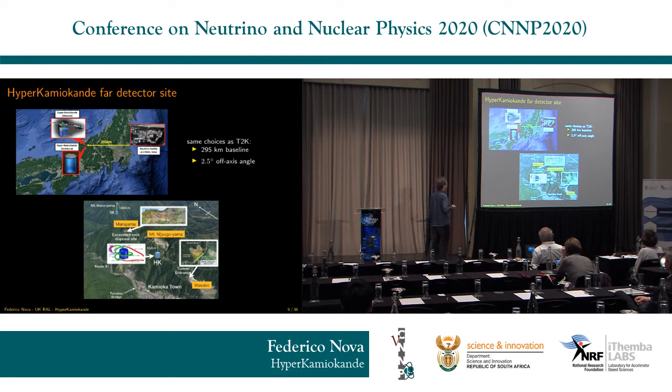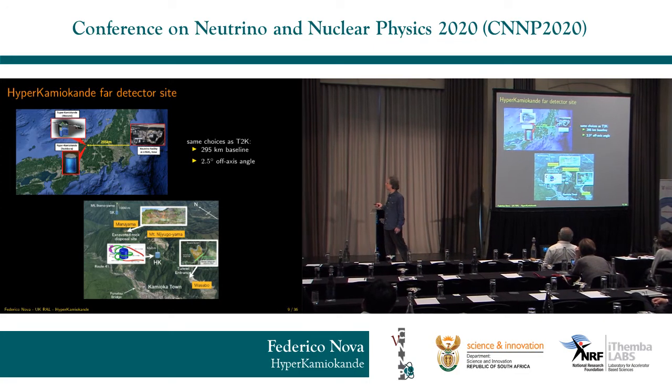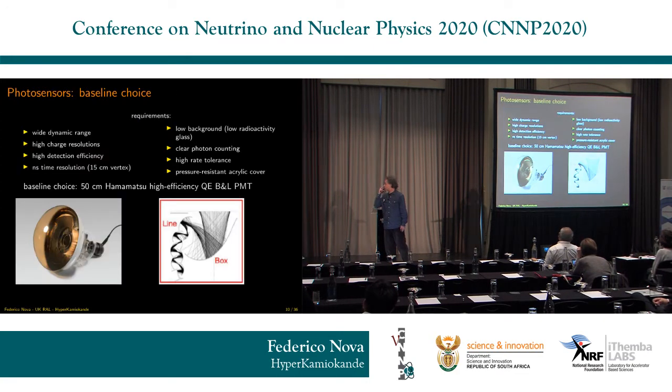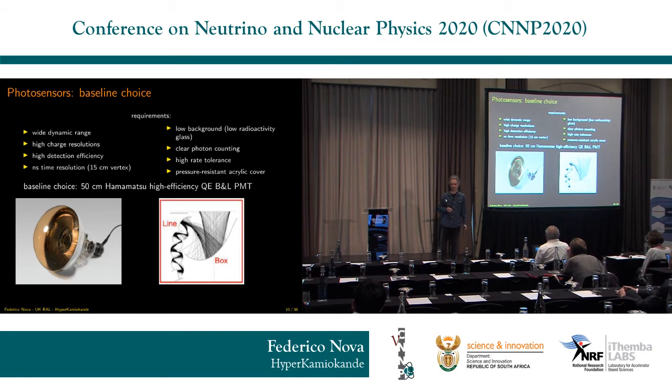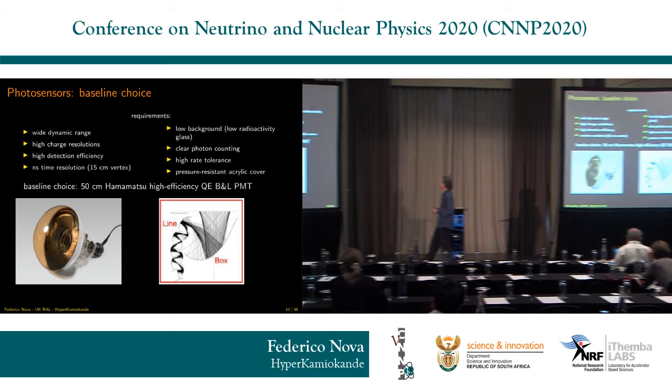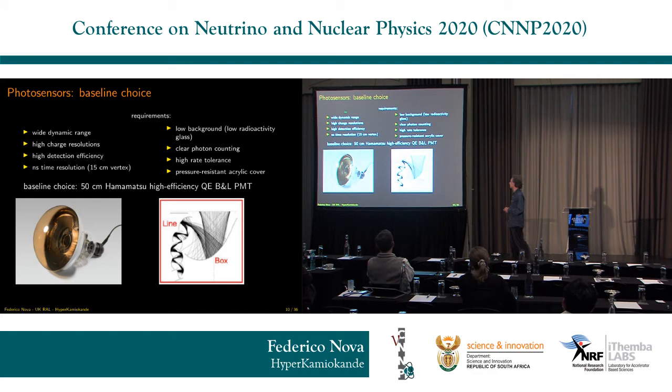And so the place has been selected, and the geological survey is ongoing. So what do we put on the walls of Hyper-K? This is the only part of the detector that is actually sensitive and capable of measuring anything. So we need something to detect light, and I listed there some fairly obvious requirements for these photosensors.